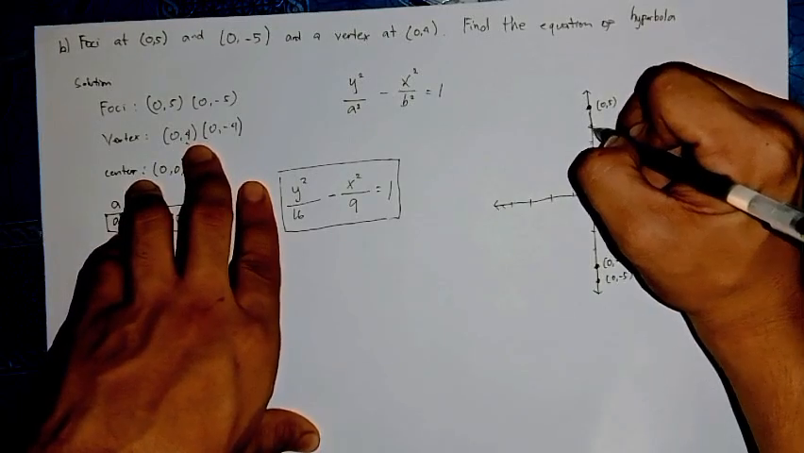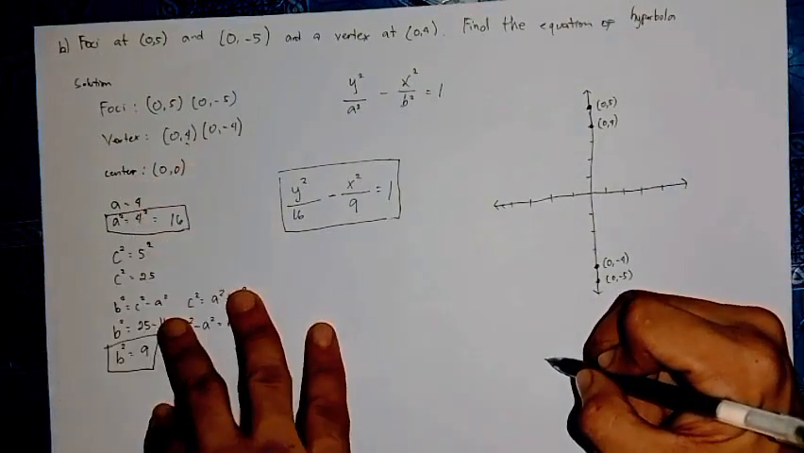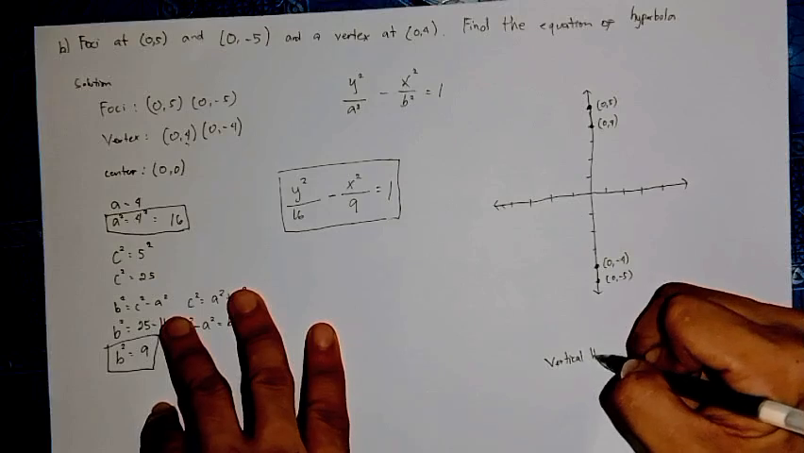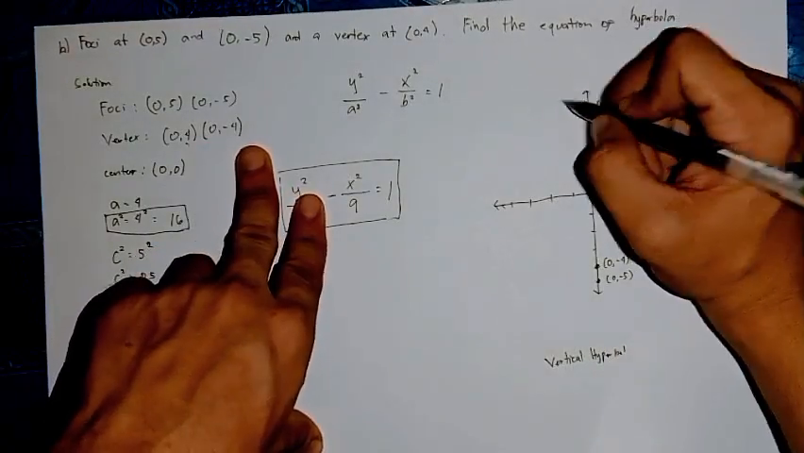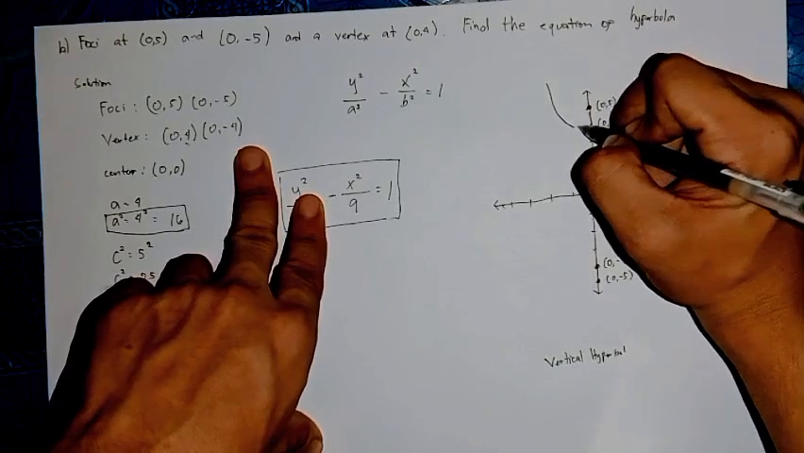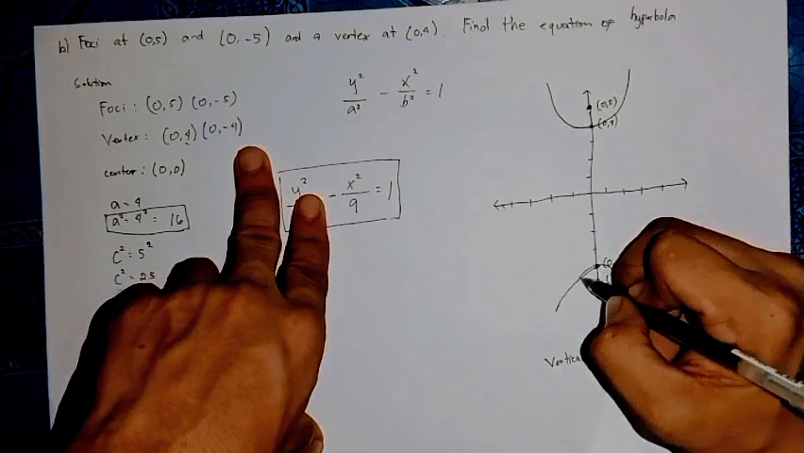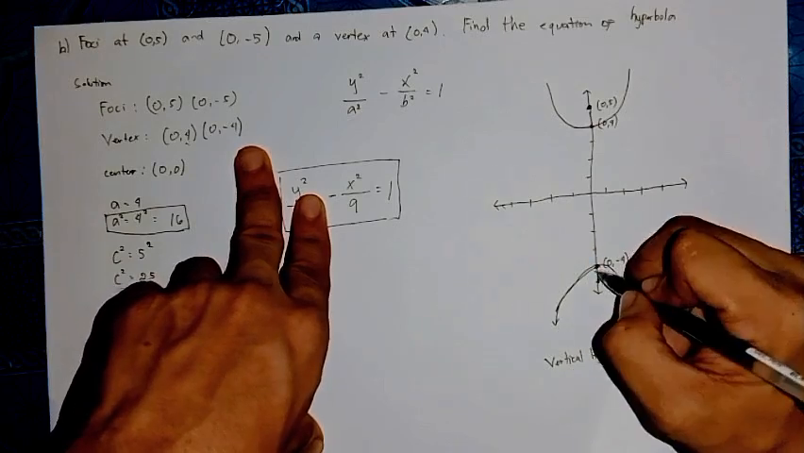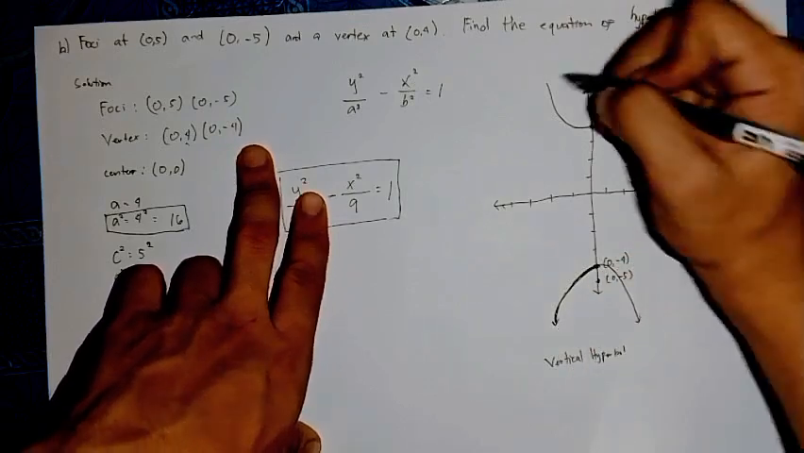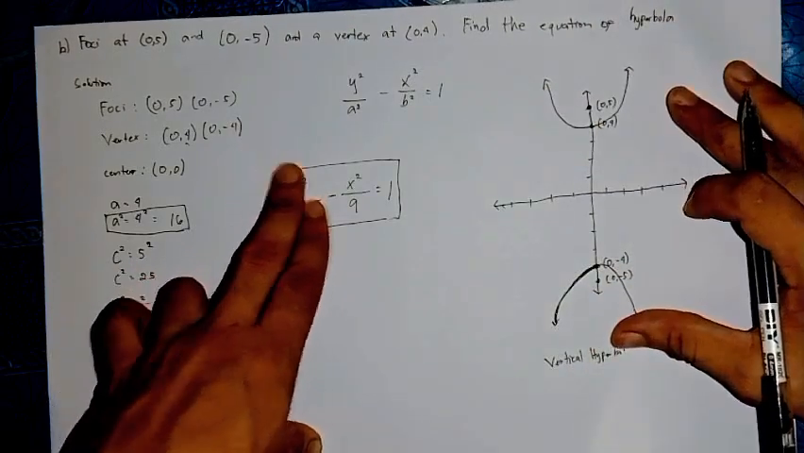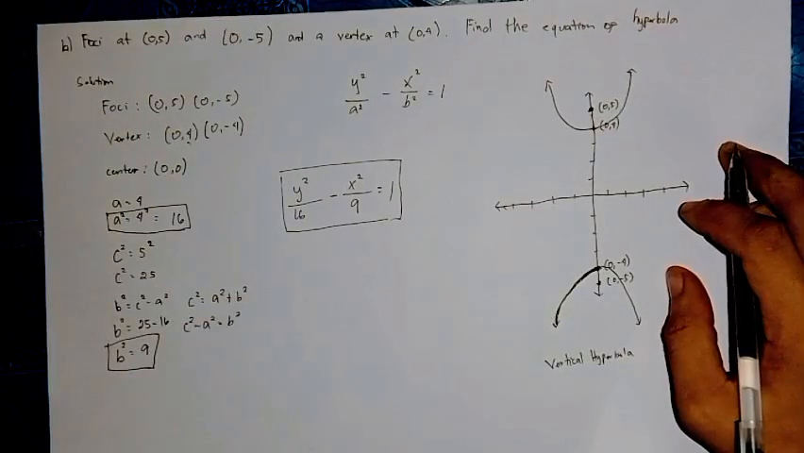Since it is a vertical hyperbola, and it opens upward and downward, the hyperbola looks like this, right? Don't worry, I will attach the graph of it on the screen. So this is the hyperbola, but we need to find the asymptote.